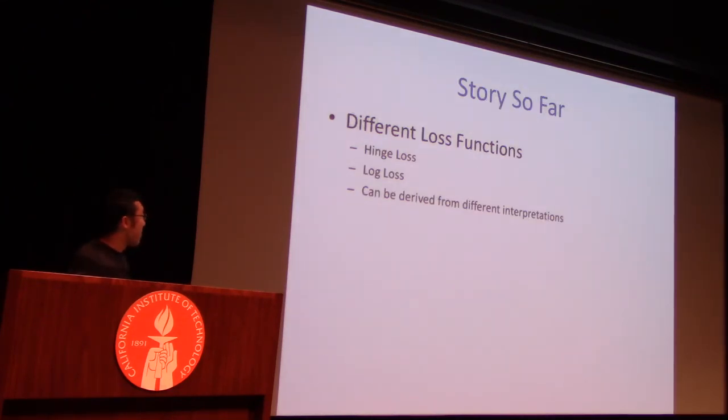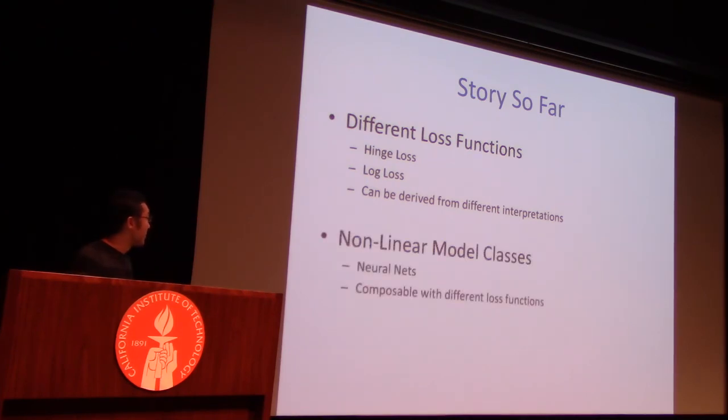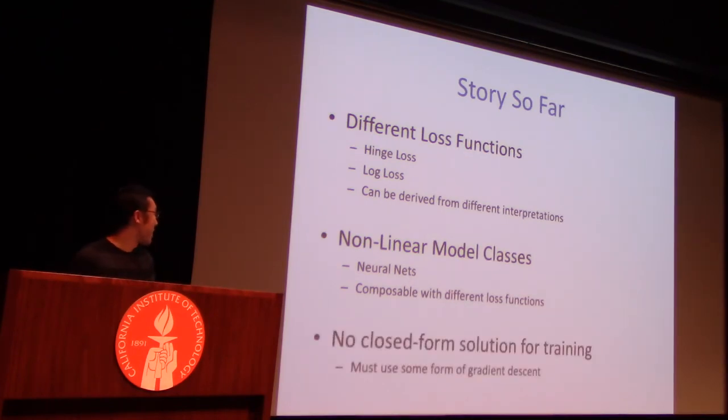Okay. So far, we talked about different loss functions can be derived from different interpretations. We briefly touched on different model classes, neural nets, which you can compose with any of the loss functions we talked about in class. It's simply a nonlinear function class. Typically, there's no closed form formula for training. Some of you have noted that for squared loss and linear models, you can just solve it. There's an analytical formula that solves this optimization problem. For all of these, there's no analytical formula. You have to use gradient descent.